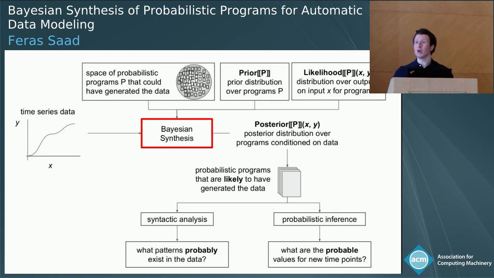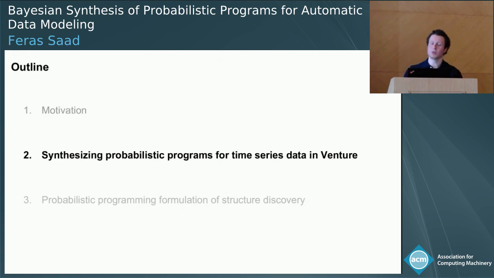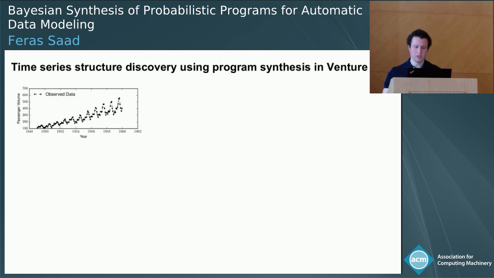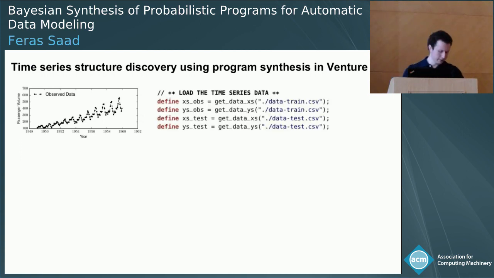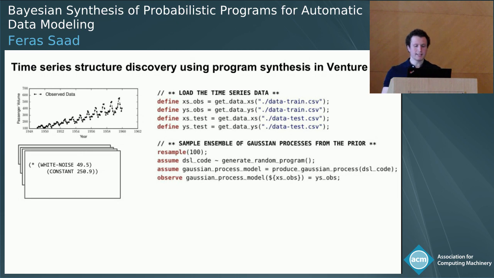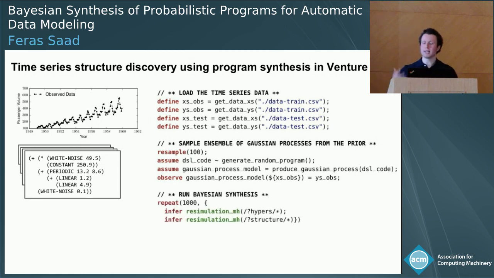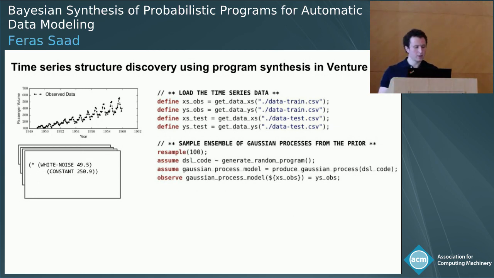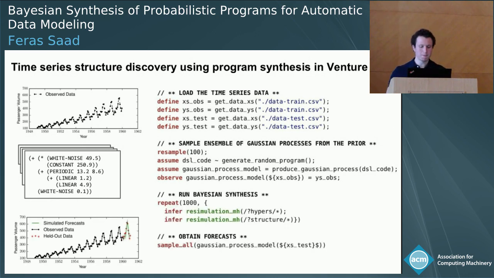Moreover, we implement the synthesis technique itself in a probabilistic programming system, which is known as Venture. Here's a very quick tutorial as to how that works. So I have my observed data, and I can load it in. I sample an ensemble of these DSL programs from my prior distribution, which I've described. And then I can run my synthesis chain. And what that does is it goes from the initial set to a set of posterior samples. And I can use that then to obtain forecasts on held out data or on future data.